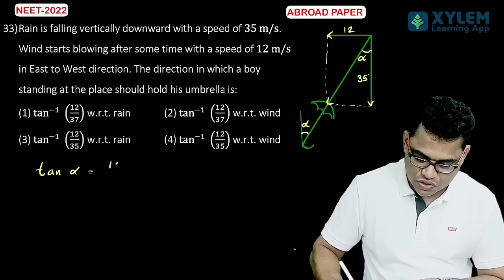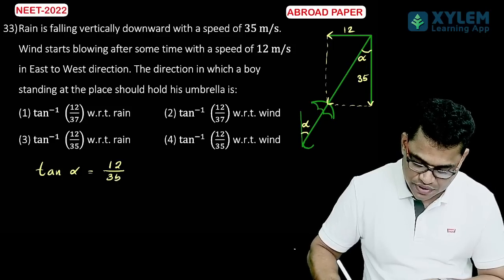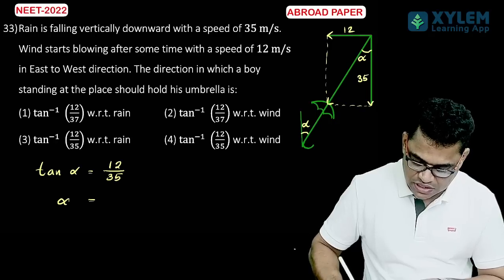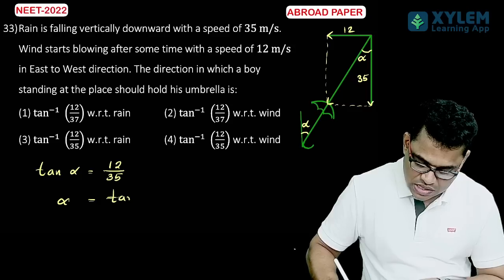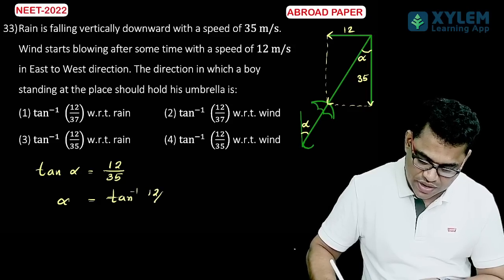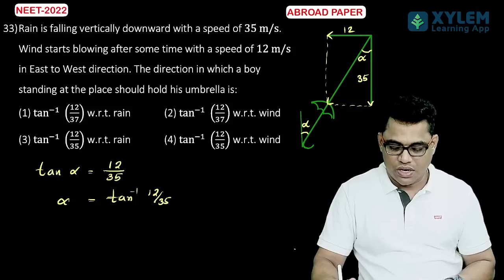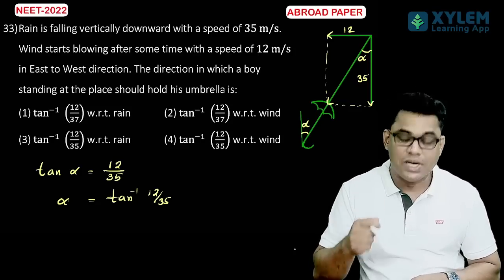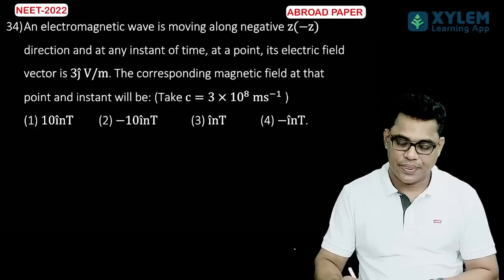So, if you take tan of that angle, tan alpha is equal to opposite side, which is 12, divided by adjacent side, which is 35. Therefore, the angle at which he has to hold his umbrella is tan inverse 12 divided by 35 with respect to vertical, means with respect to rain. 3 is the answer.